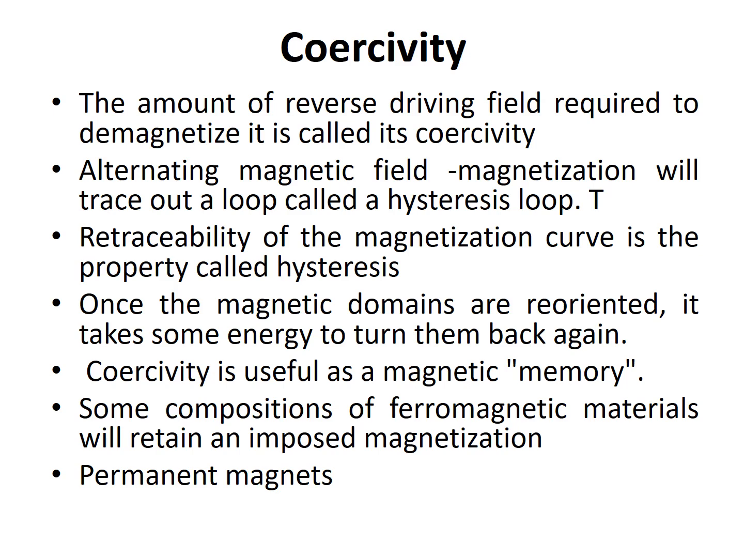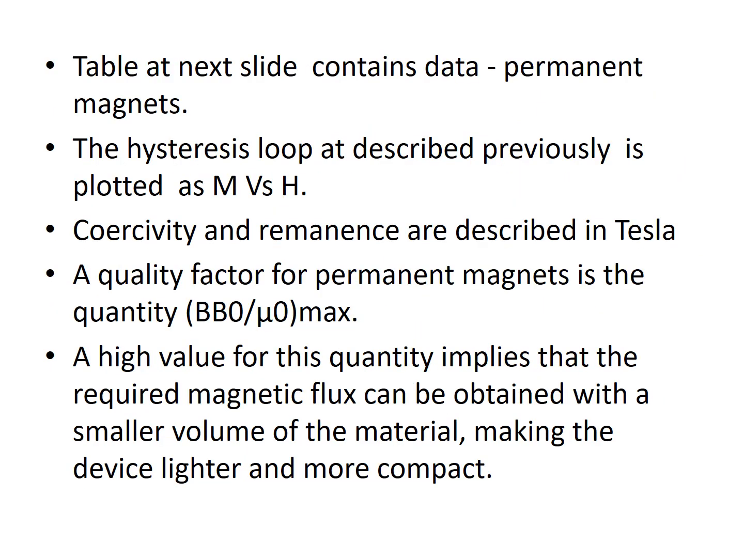Some compositions of ferromagnetic materials will retain an imposed magnetization indefinitely and are useful as permanent magnets. The table contains some data about the materials used as permanent magnets. The table is presented on the next slide. Both the coercivity and the remanence are quoted in Tesla, the basic unit for magnetic field B. The hysteresis loop is plotted in the form of magnetization as a function of driving magnetic field strength.